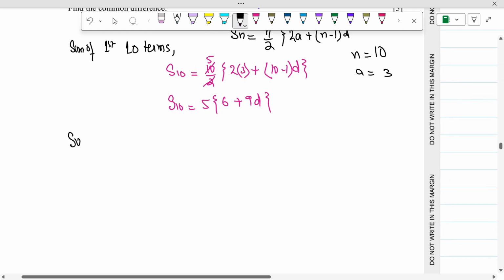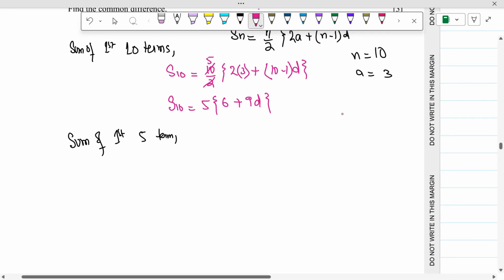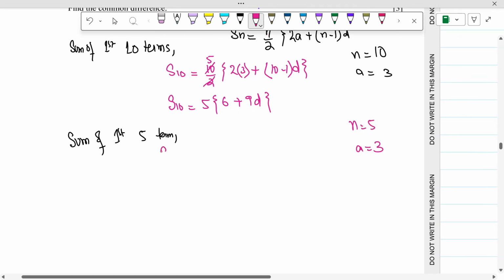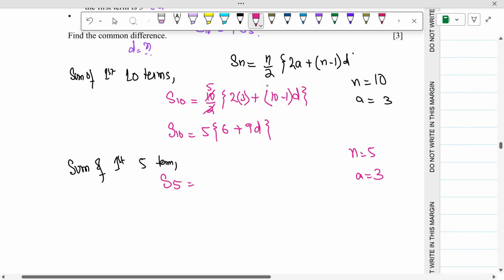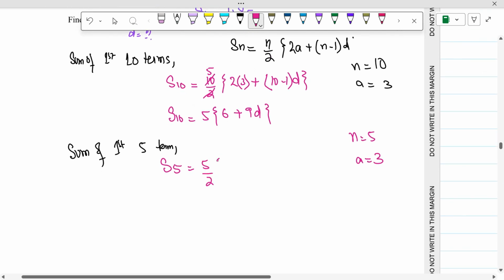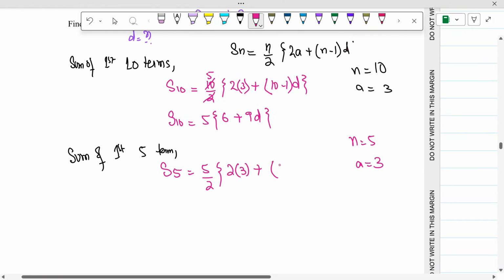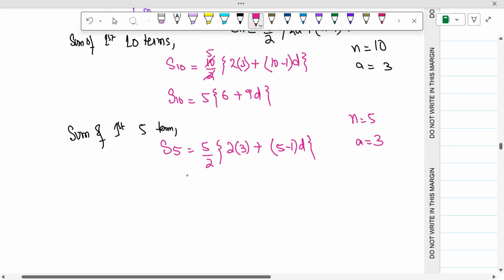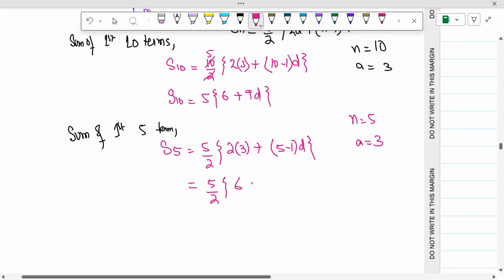Now the sum of the first 5 terms. In this case we need to find the sum to the 5th term, and n is 5 and a is 3. So S5 is equal to n over 2, meaning 5 over 2, in bracket, 2 times a, meaning 2 times 3, plus (n minus 1) times d, meaning (5 minus 1) times d. Further solving, we have 5 over 2, in bracket, 6 plus 4d.